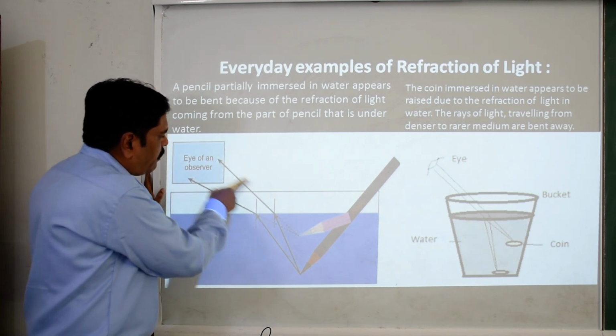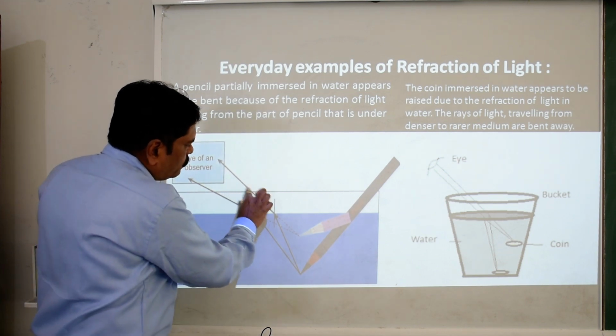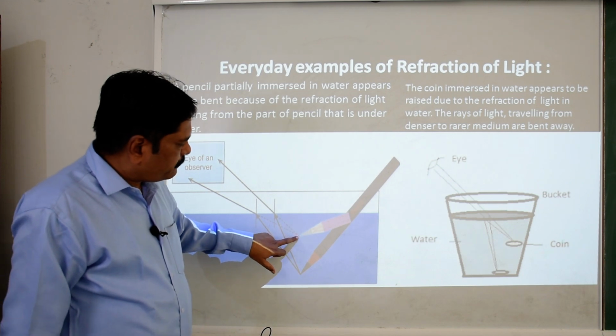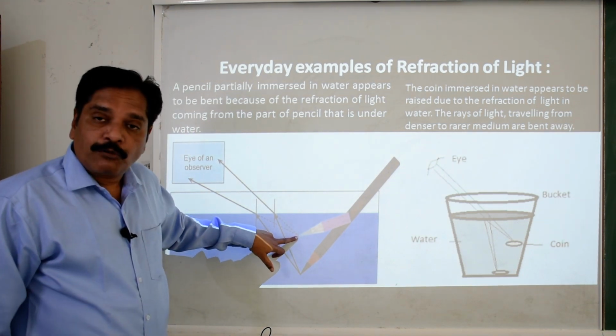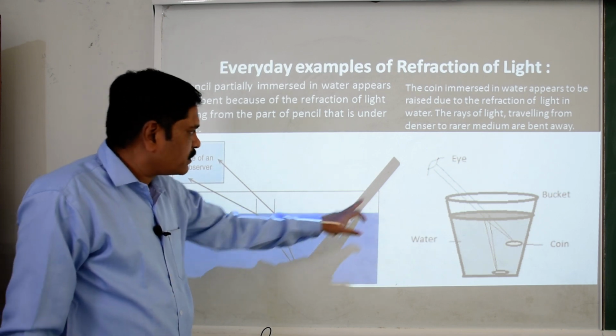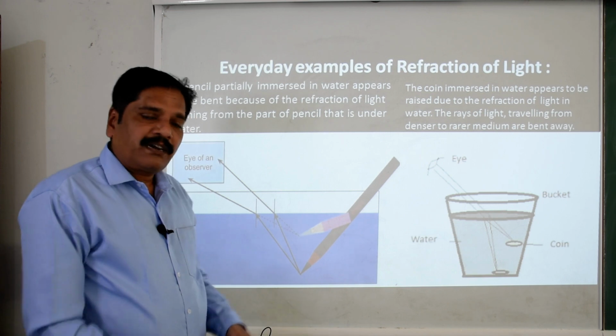Okay, so when it bends away from the normal, the rays are not going to intersect here, so you need to extend them backside. They will meet here, so the position of the object will be observed here. That's why this pencil will appear bent as well as raised here.